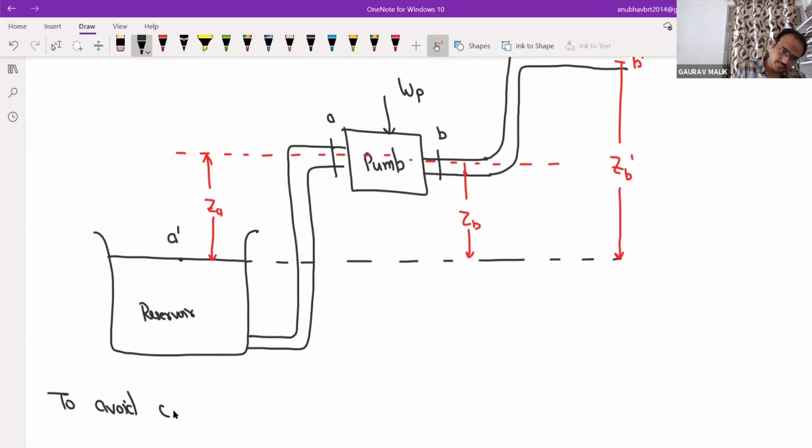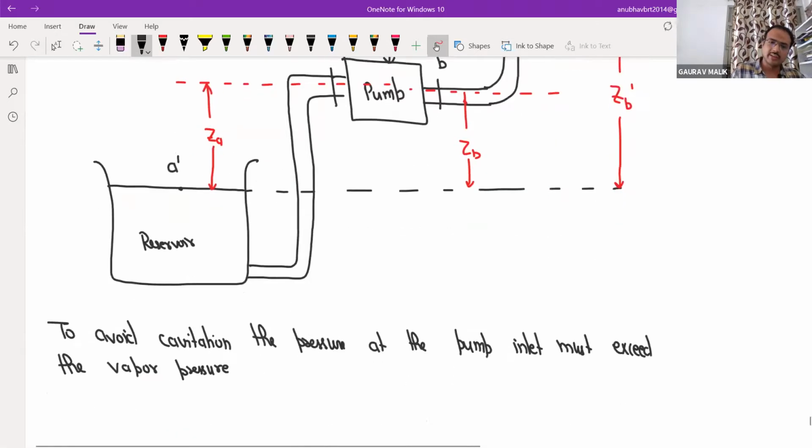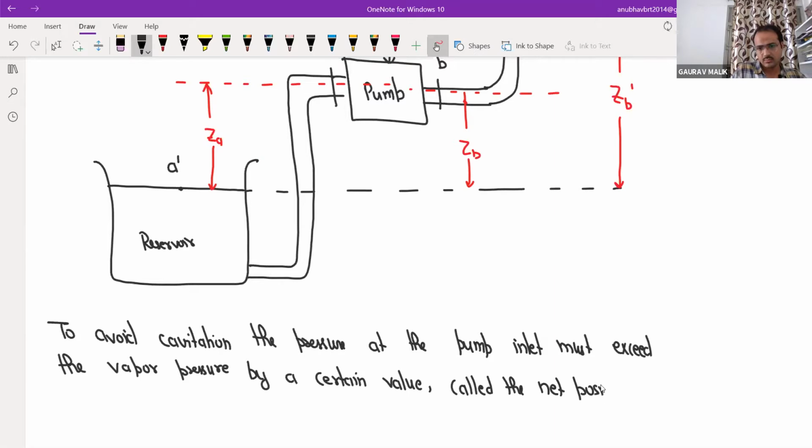To avoid cavitation, the pressure at the pump inlet must exceed the vapor pressure by a certain value for the net positive suction head.